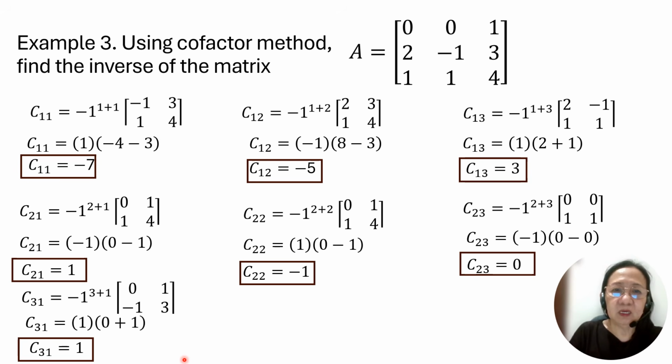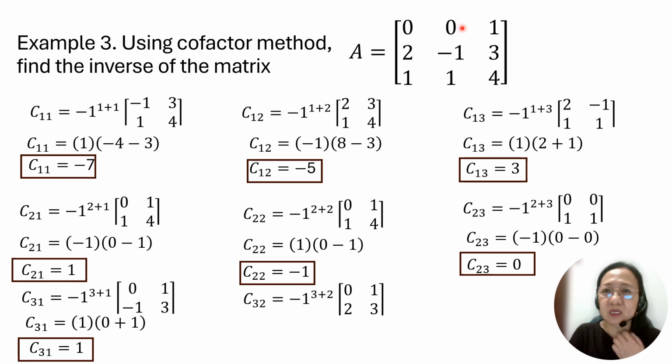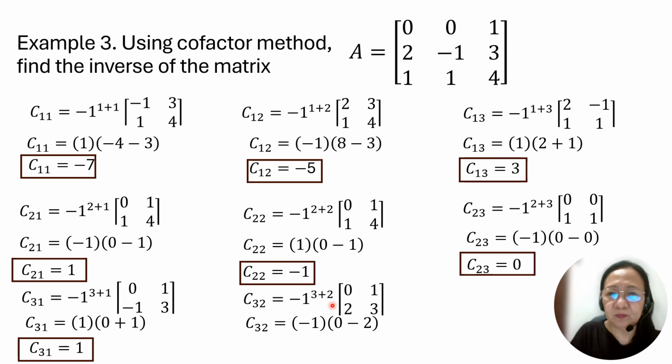Next, the next number that we have for C sub 32 is that is represented by 1. Okay, this part. So, what will be the sign? Negative 1 is raised to 3 plus 2, and then slash the third row, slash the second column. So, what is left in the matrix is 0, 1, 2, 3. Next is to simplify the result. So we have negative 1 is raised to 3 plus 1, which is 5. And 5 is an odd number, so we have negative 1 here.